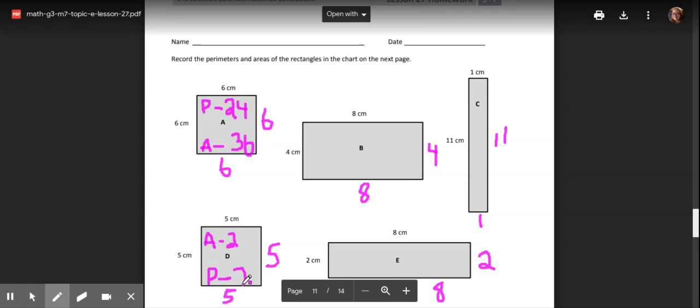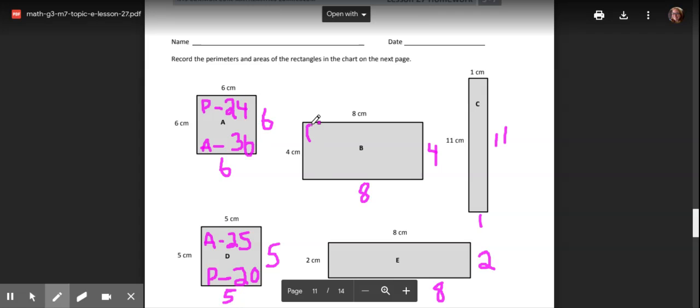I should do that down here. That's where the perimeter is. When we multiply, you need to multiply 5 times 5. So you could skip count by 5s if you did not know your 5s. And then you would get 25 centimeters squared.